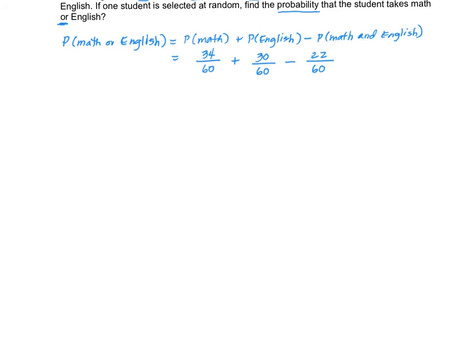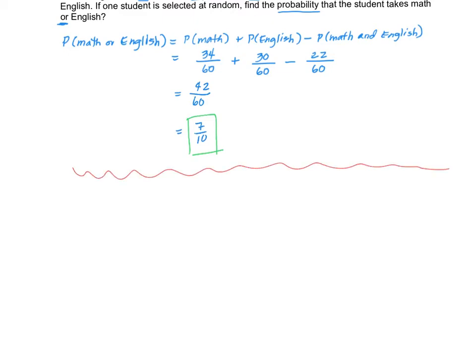So luckily in this formula, we have this common denominator already built in. So when we do the 34 plus 30 minus 22, that should be 64 minus 22, or 42. Which again, we have to reduce to 7/10. If you're unsure whether the events are mutually exclusive or not mutually exclusive, just use the longer formula.